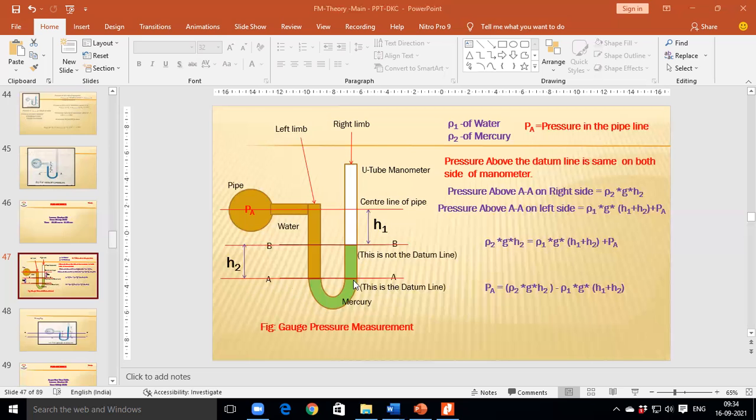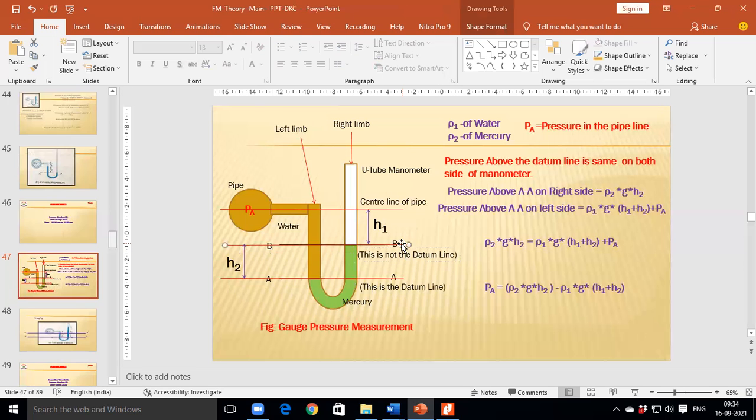So where the level of mercury is lower, just mark a horizontal line. Where the level of mercury is lower, mark the horizontal line, and that horizontal line is called the datum line. And again, there is the upper level of mercury. Again, mark one horizontal line, but that is not the datum line. This line is not the datum line.